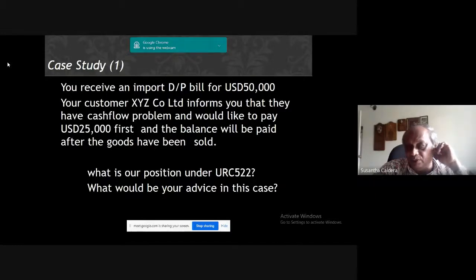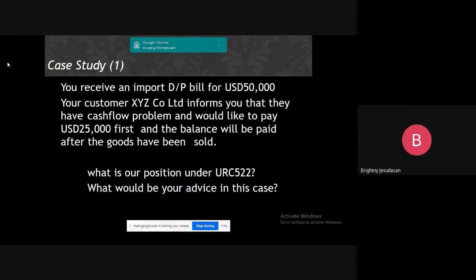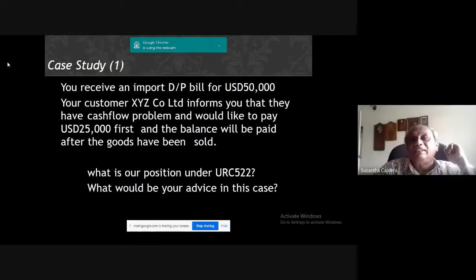How can you? Loan facility. Import loan. Yes, if it's a good customer, you can give them an import loan facility of $25,000. The customer is prepared to give you $25,000 as a first payment. Take that 25,000, put it to the credit, and then for the balance, give an import loan facility and pay 50,000 at once. Okay, right.